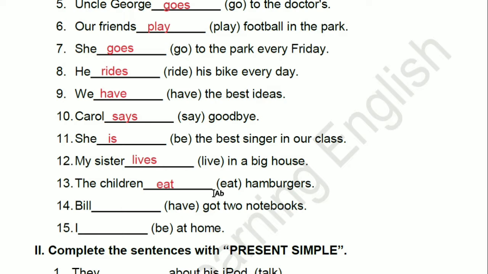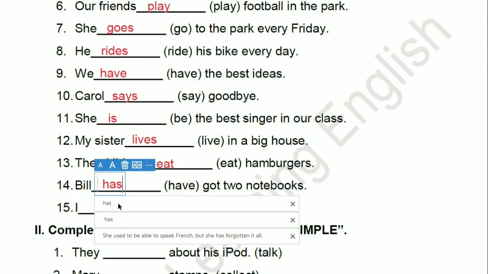And number 14, Bill, two notebooks. Okay, and the verb have. So Bill, yeah, is a man, right? Can be a man, so you can say he. Have, so have, how can you use it with he? It's has, with S, right?